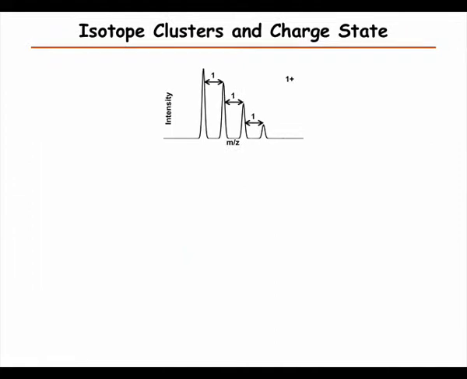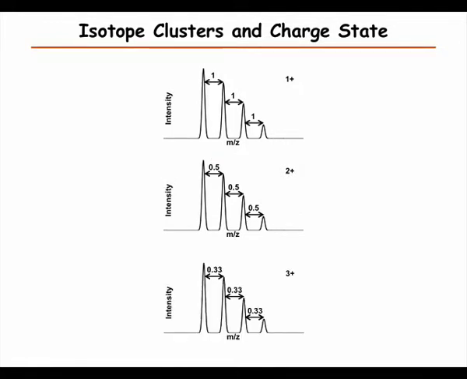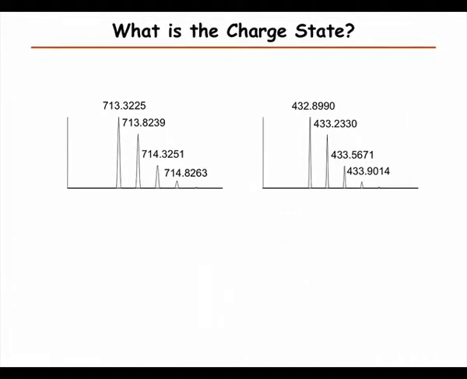What I said before is that you measure mass to charge. But if you have an isotope cluster, then we can easily determine what the charge state is. If there is one m/z unit between the peaks, then the charge is 1. If it's 0.5, it's 2. And 0.33, it's 3 plus. So now, who can tell me what the charge states of these two are?